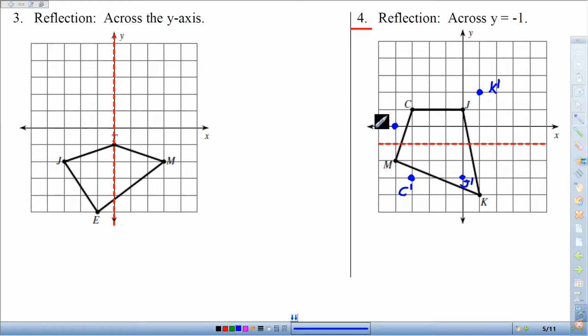So for most reflections, once you get that line drawn, the reflection of the points is really straightforward. Don't overcomplicate it. And then it should be nice and symmetrical. It should look like a reflection. And I'll highlight this.